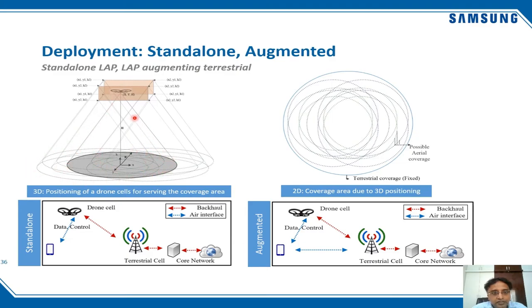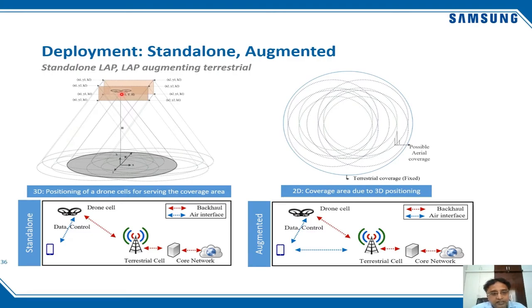If the drone is at this location, it can serve the area under the gray cell. If it were at one extreme edge of this cuboid, you can see that the coverage, which is shown by the dotted line, changes. So if we assume that this is the terrestrial coverage, which is fixed, the possible aerial coverage can move depending on where the aerial cell is actually deployed in the 3D system.